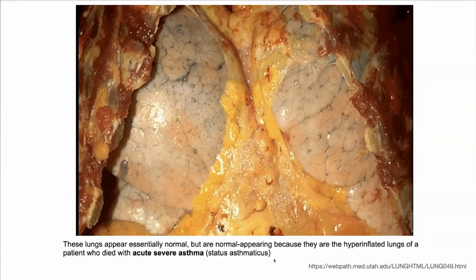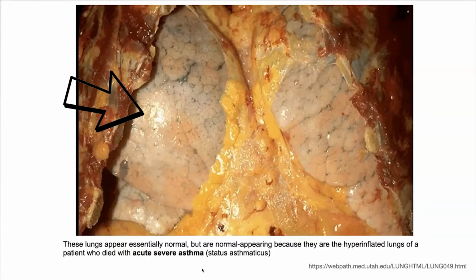We use this term when a patient had an acute asthmatic attack, and despite all the treatment that we give, the asthma did not resolve, and at the end, she died of asthma. So it's called status asthmaticus, or the new term is now acute severe asthma.